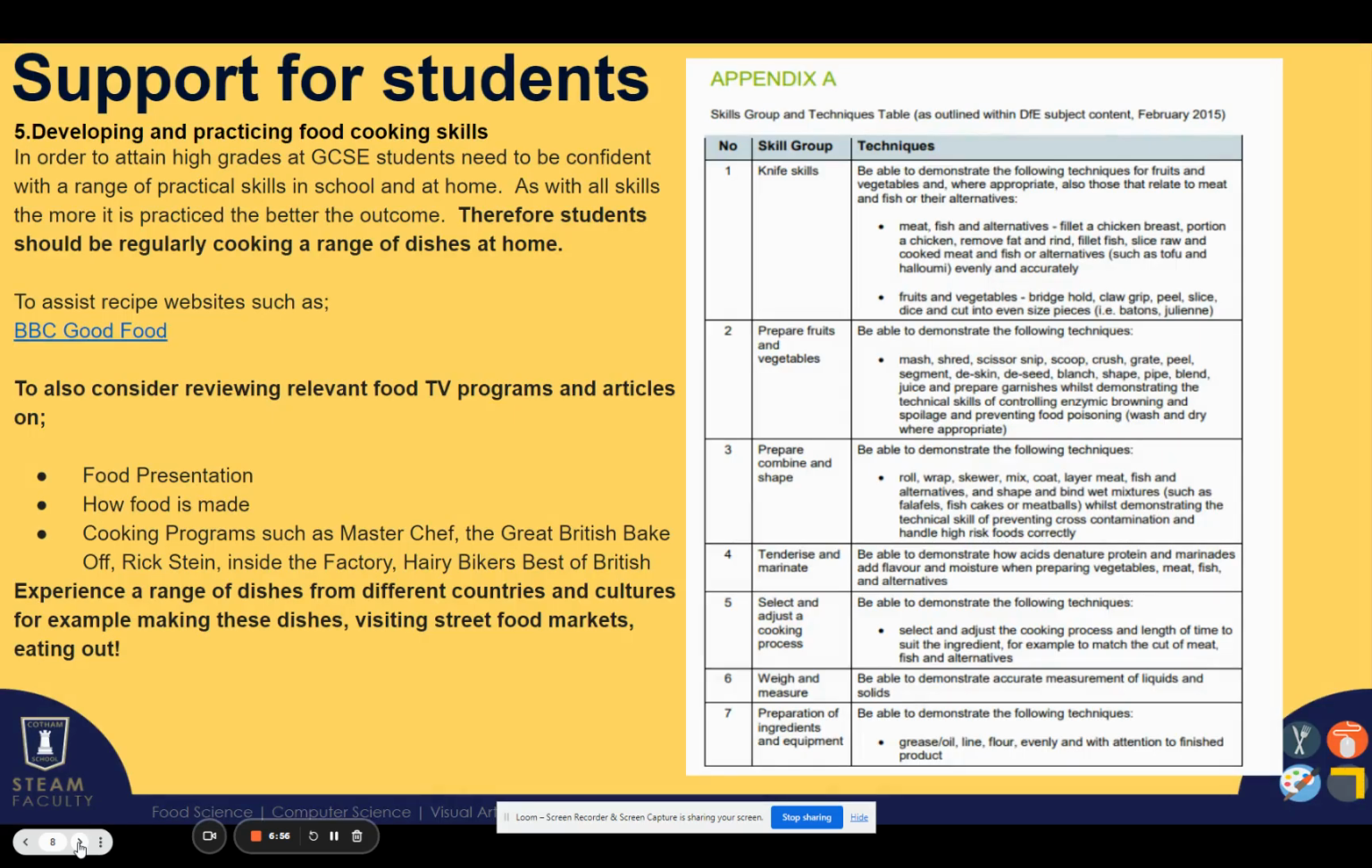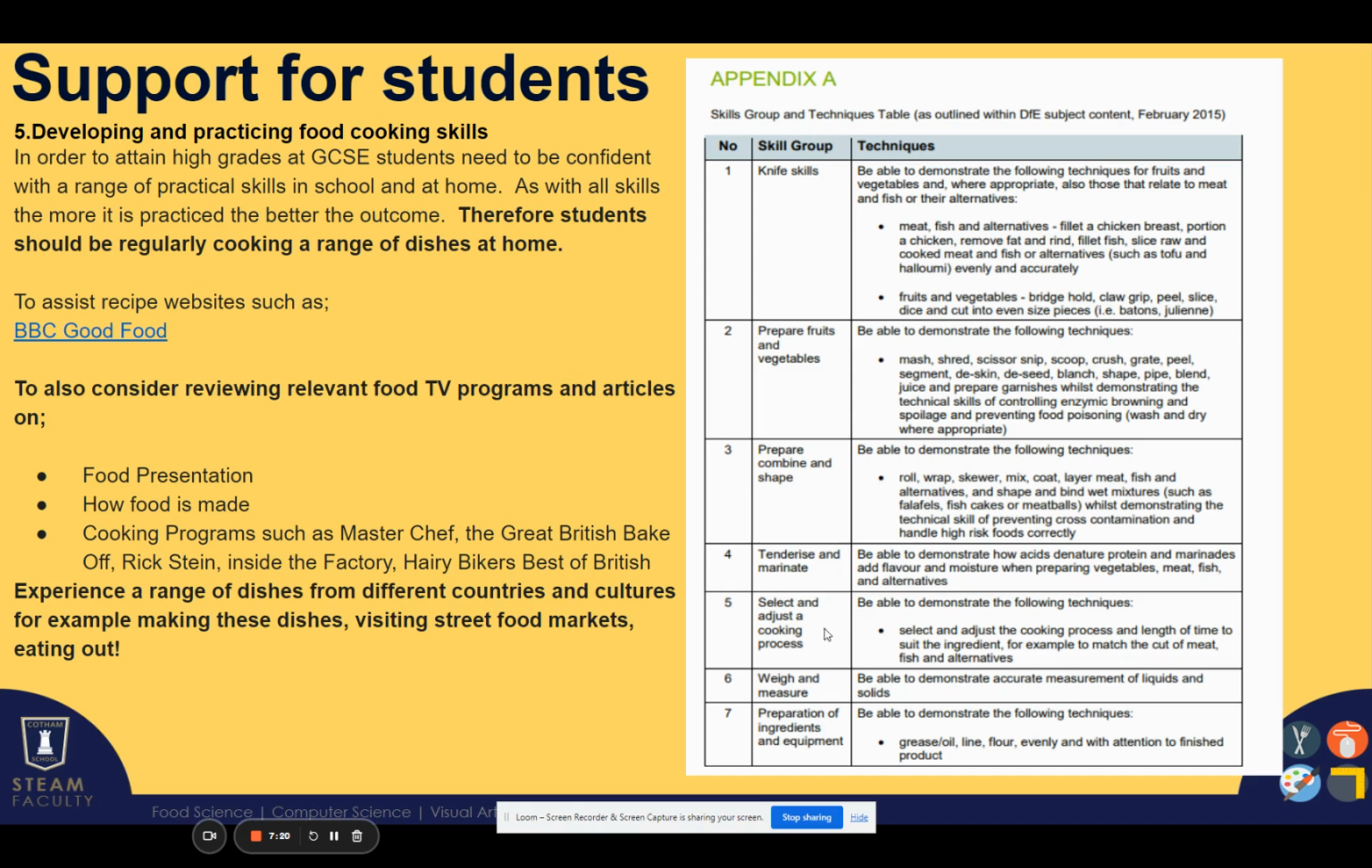In terms of supporting students, the better practice they are at making, the better outcomes they'll have in Year 11. So if you can get them cooking at home, if you can get them preparing and making dishes, all the better. But consider watching food presentation TV programs, how food is made, things like MasterChef. If there are any programs like Inside the Factory, these are all beneficial.